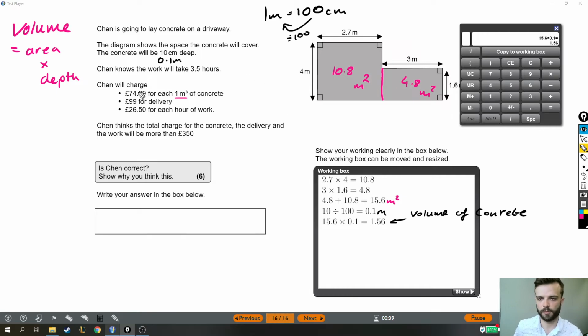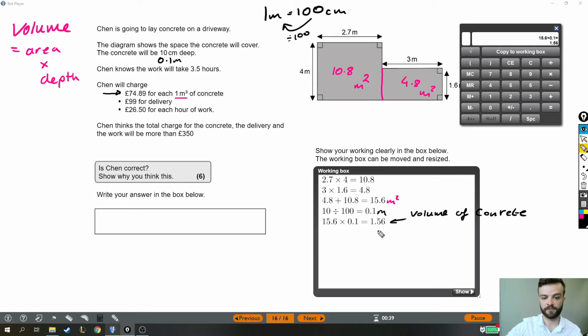Yeah, just reading the question through one more time. Okay, so we just worked out the volume of concrete, so it probably makes the most sense for us to find the charge for the concrete next. It is going to be £74.89 for each 1 meter cubed of concrete.